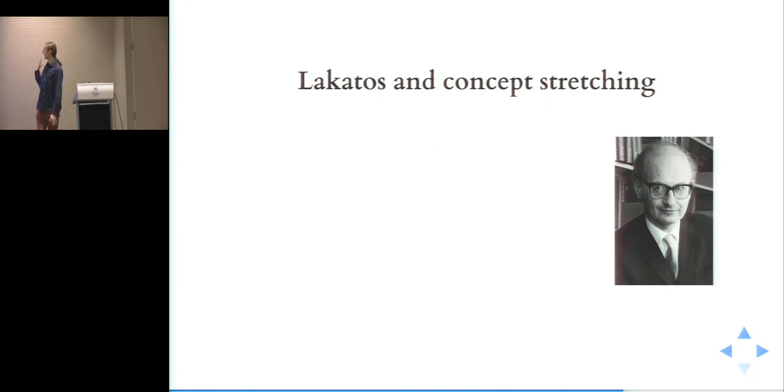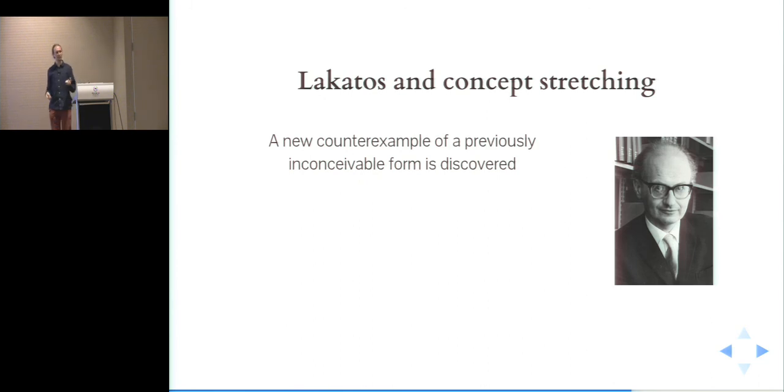Another interesting bit that I think also fits really well, and is also from Imre Lakatos, is the idea of concept stretching. This is what happens when someone comes up with a new counterexample that was of a kind or of a structure that nobody realized before. Now, he actually talks about this in the context of philosophy of mathematics, and he talks about the Eulerian formula for polyhedra, where there's some relationship between the number of faces, edges, and vertices if you look at polyhedra.